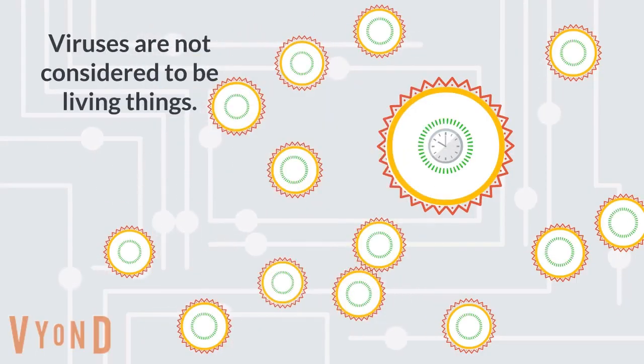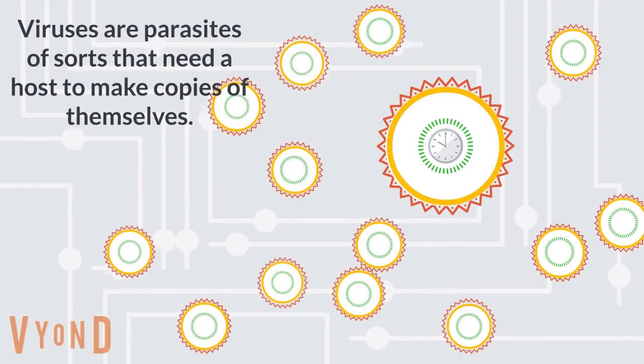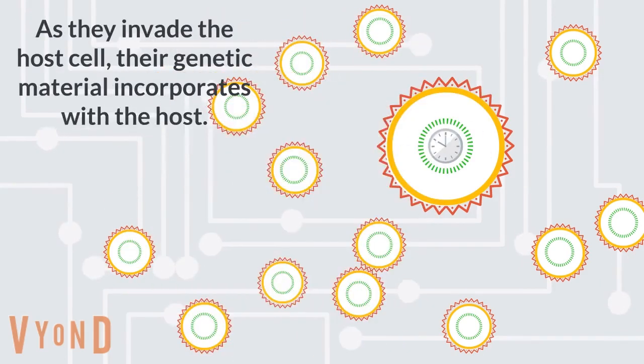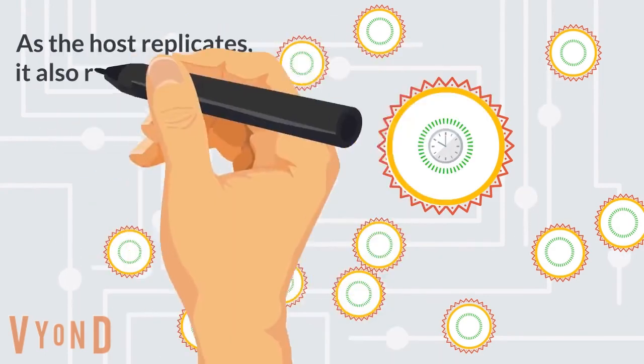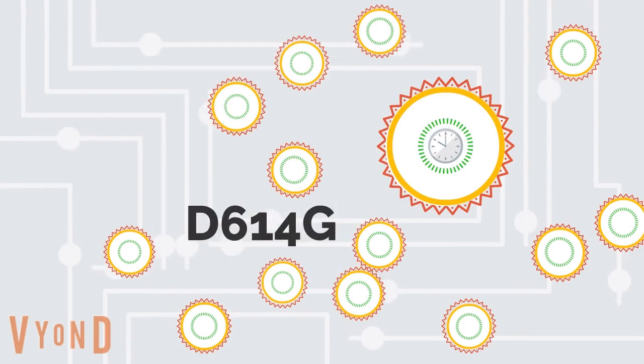All viruses, including the COVID-19 virus, are not considered living things. They are considered parasites of sorts because they need a host in order to reproduce and make copies of themselves. As they invade the host cell, their genetic material incorporates with the host. As the host replicates, it also replicates many copies of the virus. In the case of the D614G mutation, it makes this happen quicker.